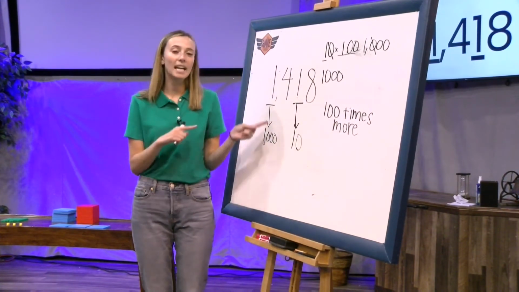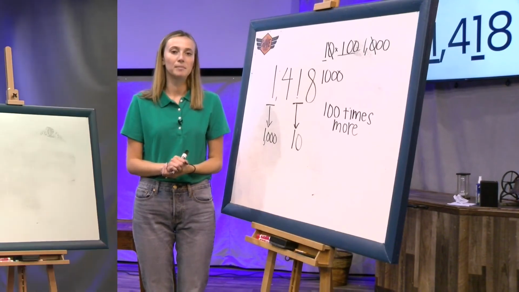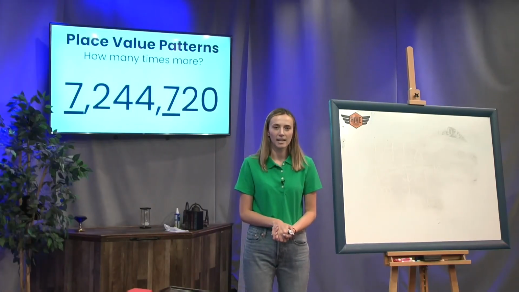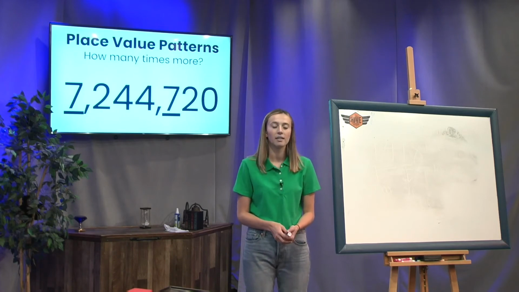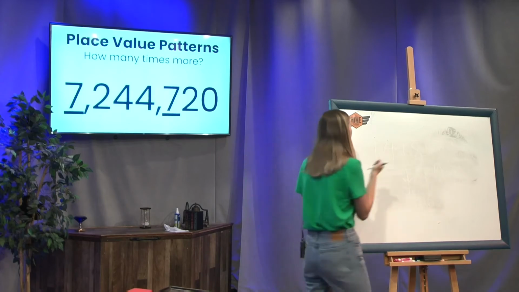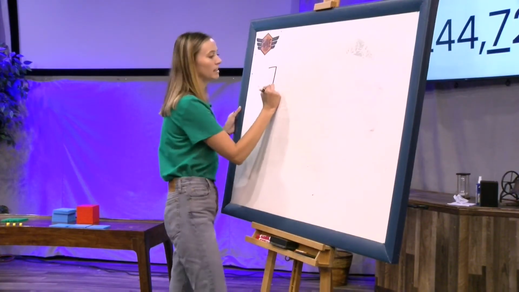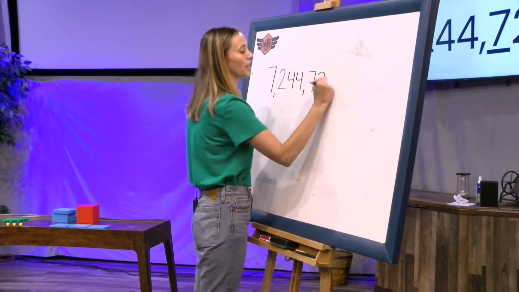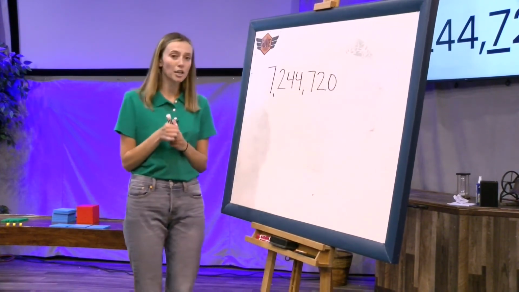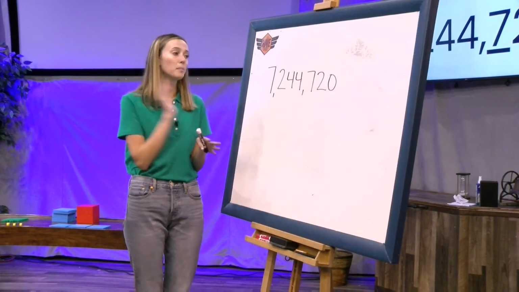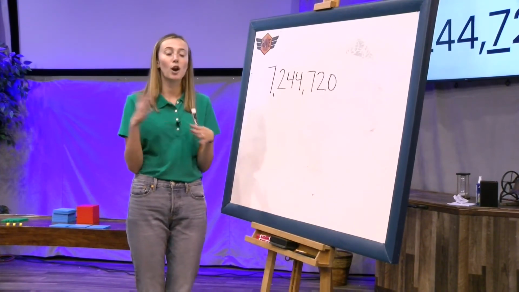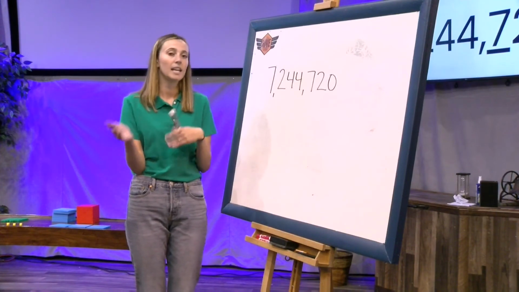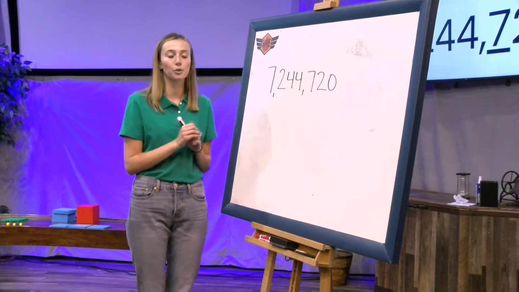Awesome. Let's slide to our last practice problem. Here's our last practice for today. So the number is 7,244,720. So let's go ahead and write that on the board. Okay, I'm going to walk you through the steps really slowly, but if you want to pause the video and maybe you can do it on your own, you can go ahead and try that. If not, I'm going to walk you through the steps.